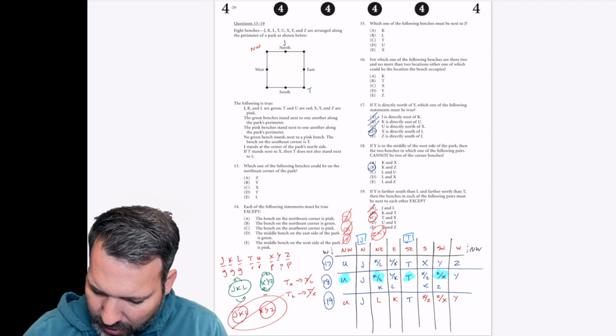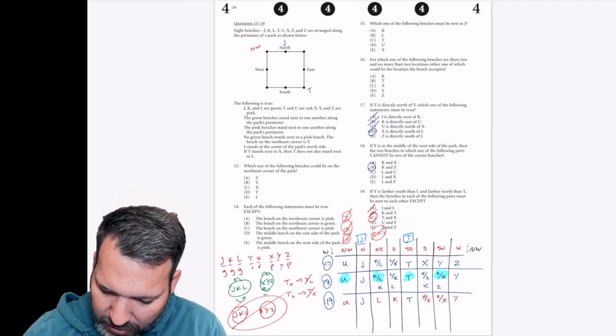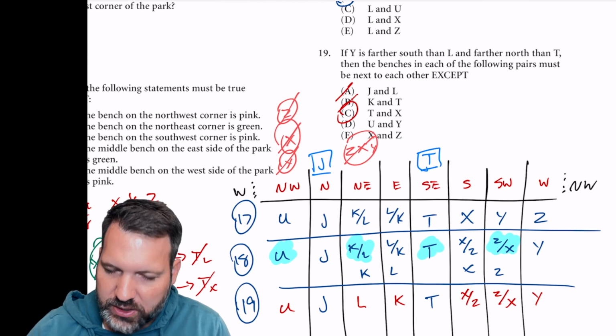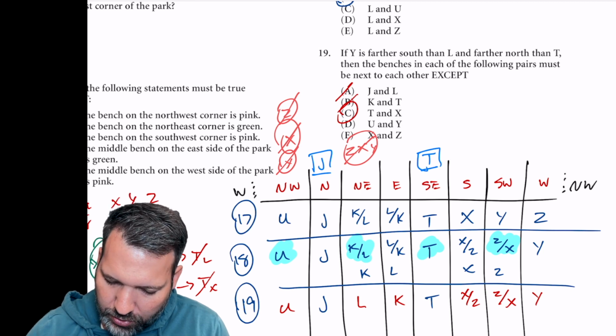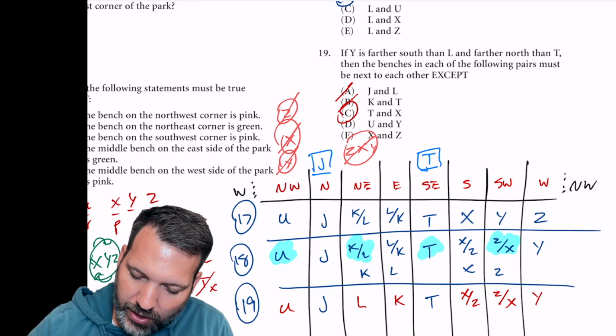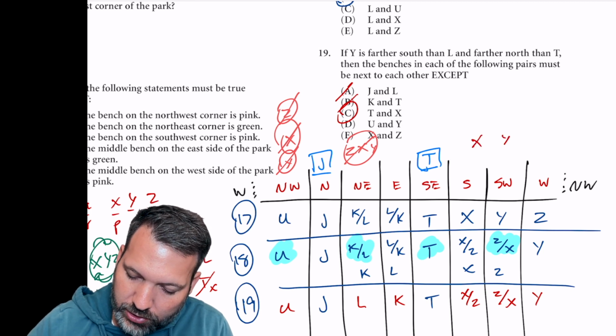I don't know that anything is quite rising to the level of deduction, although again, we're always trying to keep JKL and XYZ apart from each other. Maybe this is a deduction. Do XYZ have to be south, southwest, and west? I think they do. That's the only way to keep them away from J and let them be next to each other. So actually, that is kind of a deduction that we should have figured out.